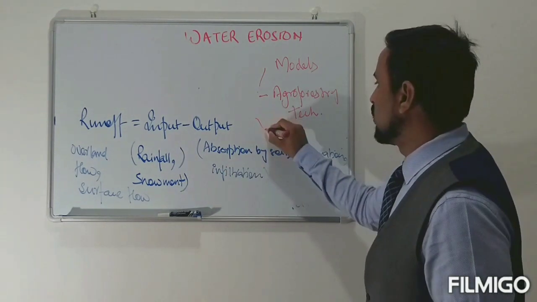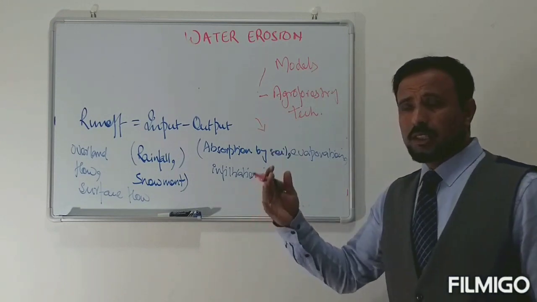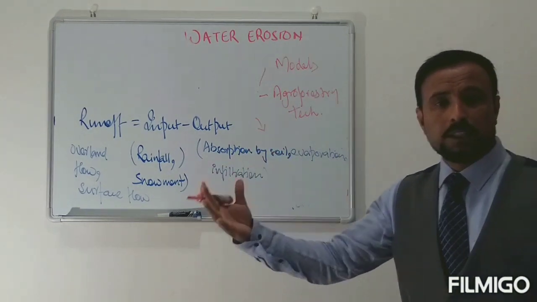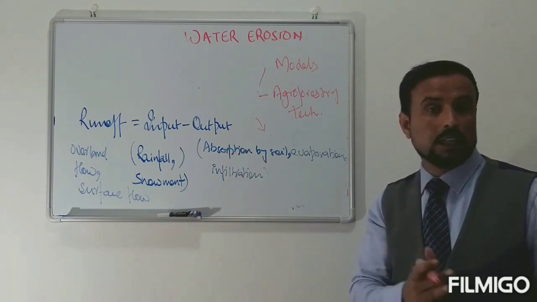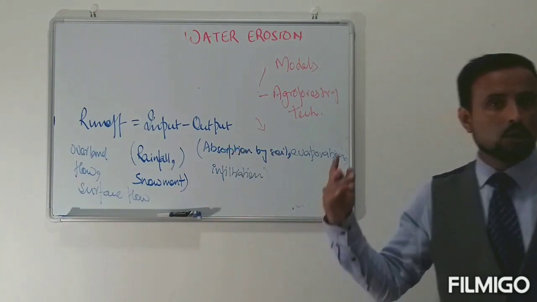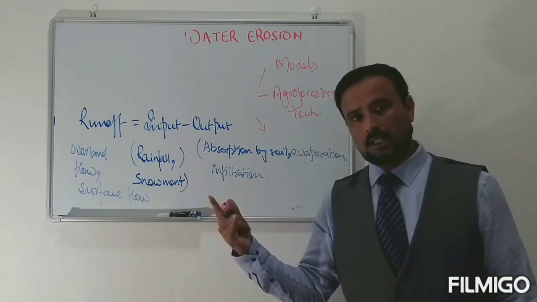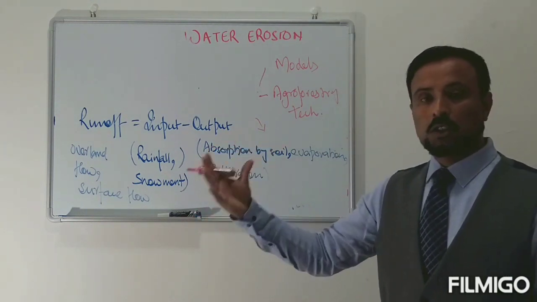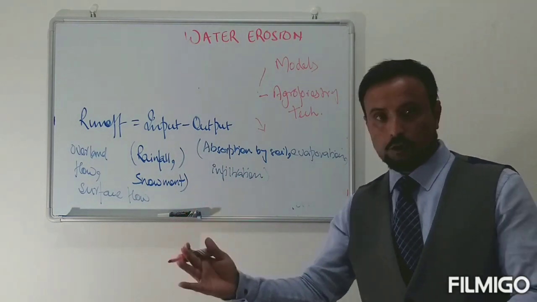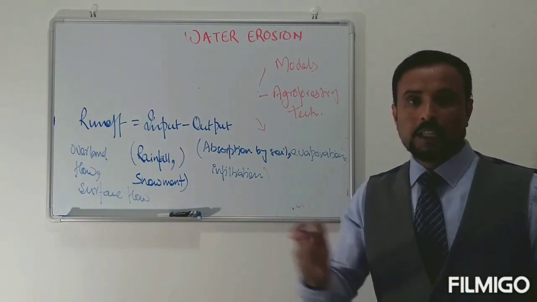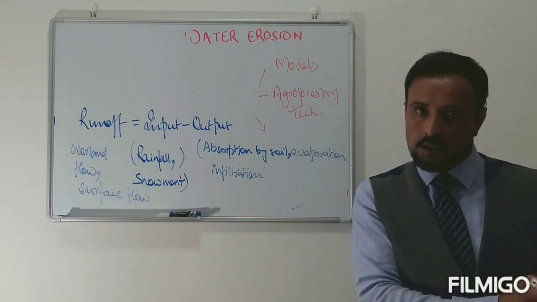Then the sediments or polluted materials that have been taken from one area to another, the on-site and off-site consequences of water erosion that I told you about, right? That water, when it moves from one area with the soil to another area, brings the soil to the other area and deposits it, right?